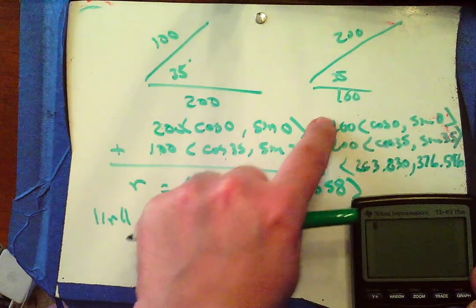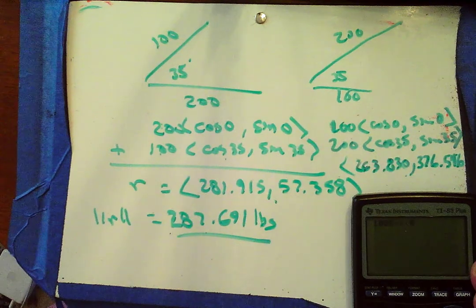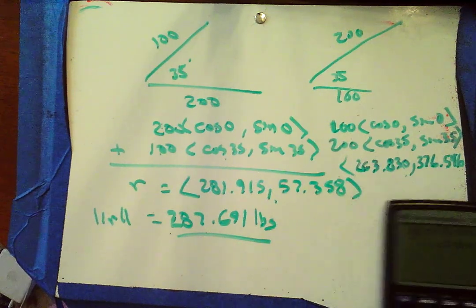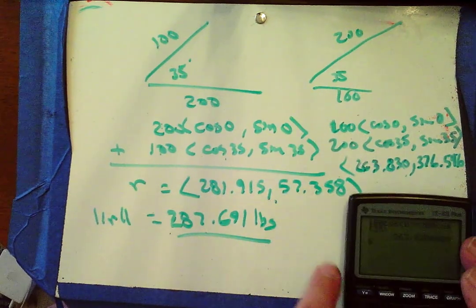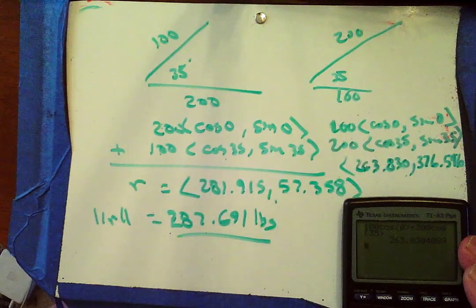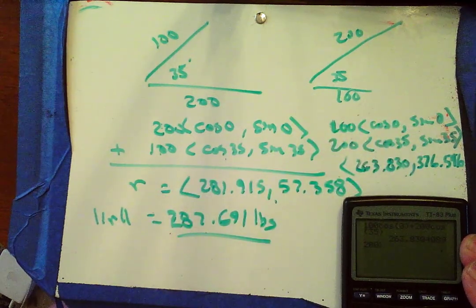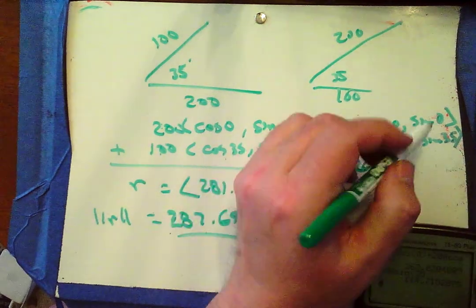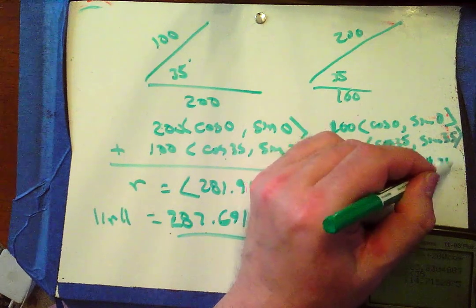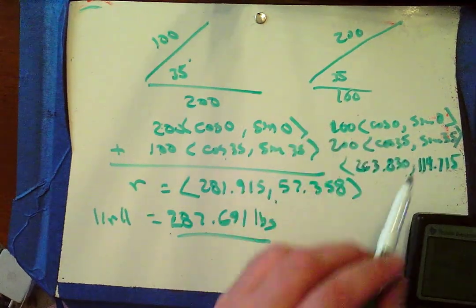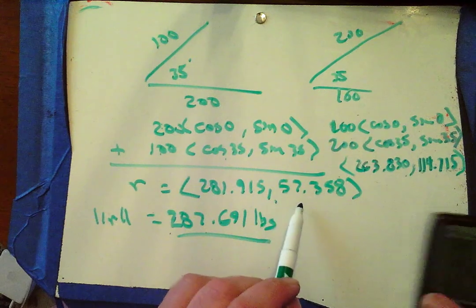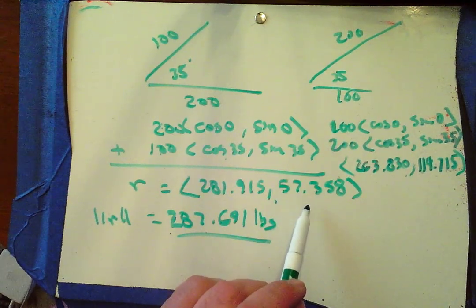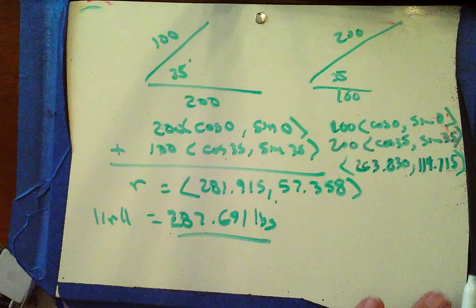So let's try this one, 100 cosine 0 plus 200 cosine 35. And I get that 263. Good. 100 times 0 is 0. 200 times sine of 35 is 114.715. Okay, so these component forms are not the same, but let's check the magnitudes.